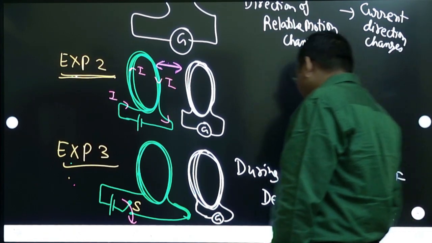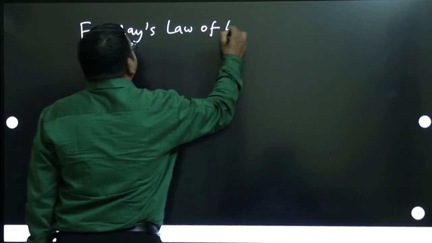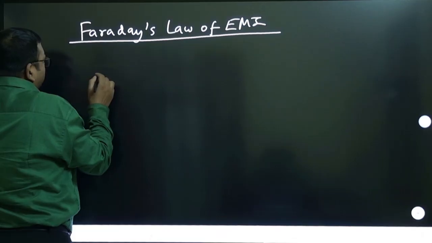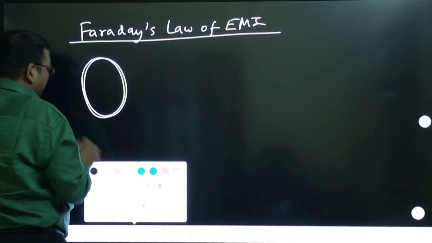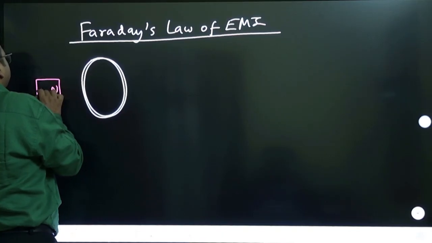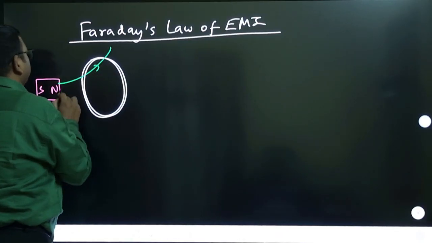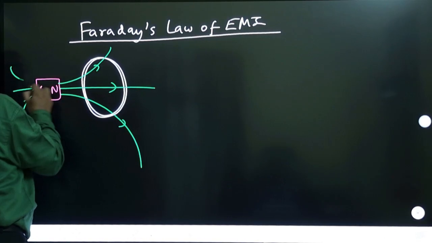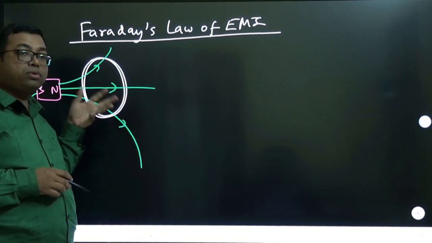So what is the Faraday's law? We will see that Faraday's law of EMI, electromagnetic induction. So the Faraday law says that, let us say that there is a coil, and in this coil, suppose some magnet is there nearby, north, south, or there may be some magnetic field passing through the coil, because magnet will produce magnetic field, and this magnetic field will be passing through this coil, right? This magnet is producing magnetic field, and that magnetic field is linking through the coil.